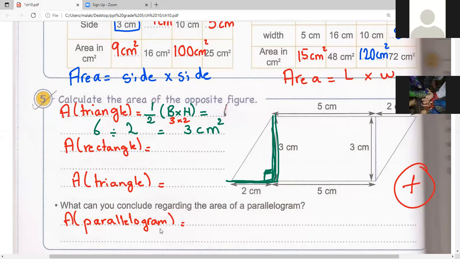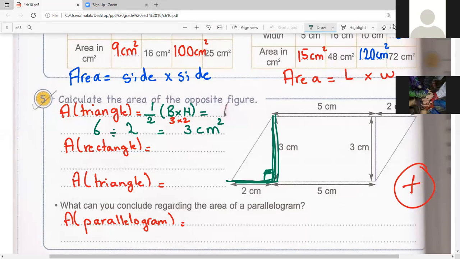Haitham, area of the rectangle now. Length times width. Bravo. Multiply the length by the width. Look at the rectangle. How much is the length? How much is the width? 5 times 3. Bravo. How much? 15 centimeter square. Thank you, Haitham.